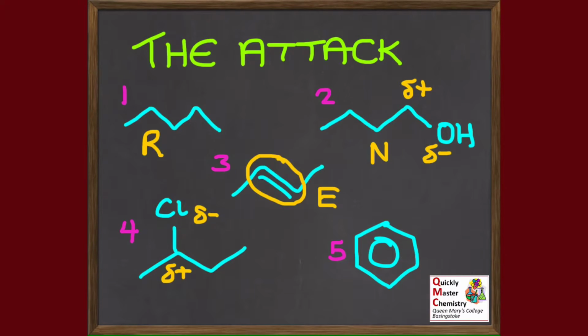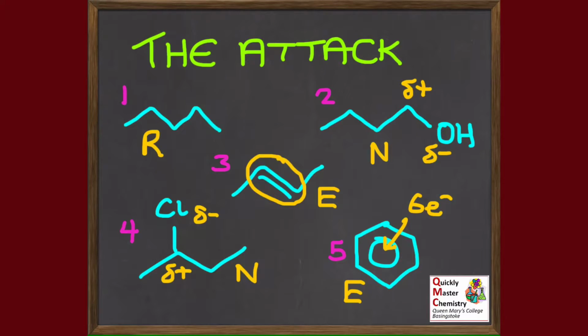Number 4, we've got a polar bond again with a delta plus carbon, partially positive carbon, that makes it open to nucleophilic attack. And number 5, with those 6 delocalized pi electrons in the ring, as well as the sigma bonding, we've got a region of high electron density there, and so that's open to electrophilic attack.